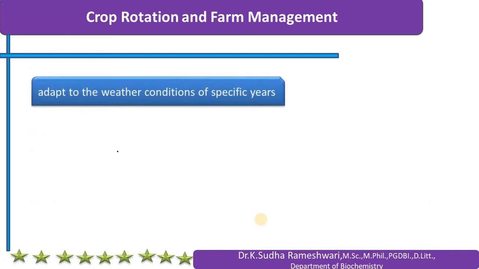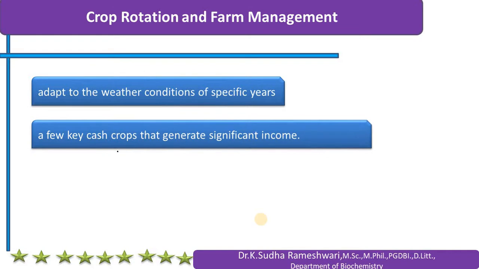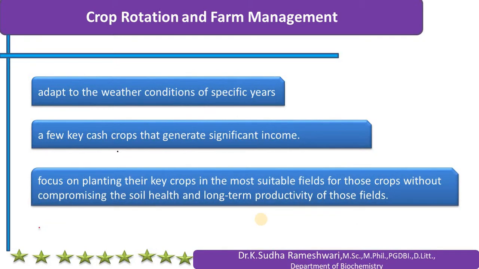Expert farmers also adapt to the weather conditions of specific years, often by changing their crop mix and consequently the rotations. Most farmers have a few key cash crops that generate significant income. Year by year, expert farmers focus on planting the key crops in the most suitable fields for those crops without compromising the soil health and long-term productivity of those fields.